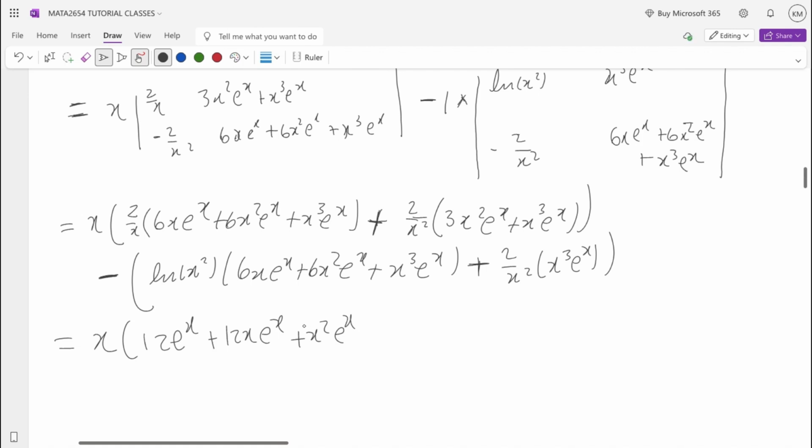Okay. I don't know what else. Yeah, it was done like that. This part. We put this in bracket like that. Then plus this by that will just give us 6 e to the x. Then this times that will just give us 2x e to the x. Right?